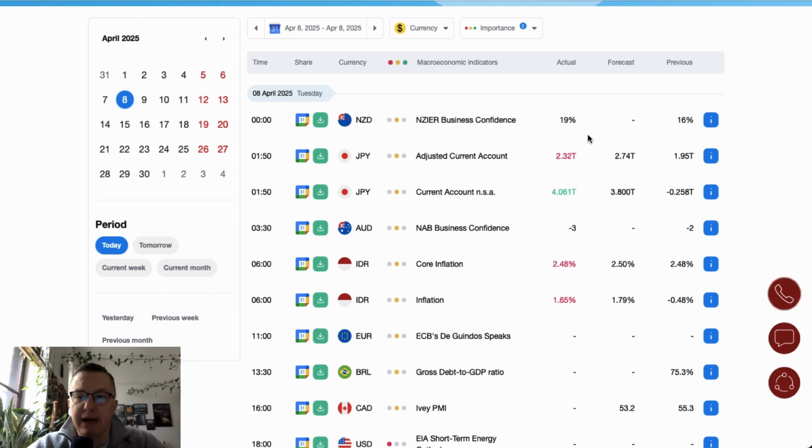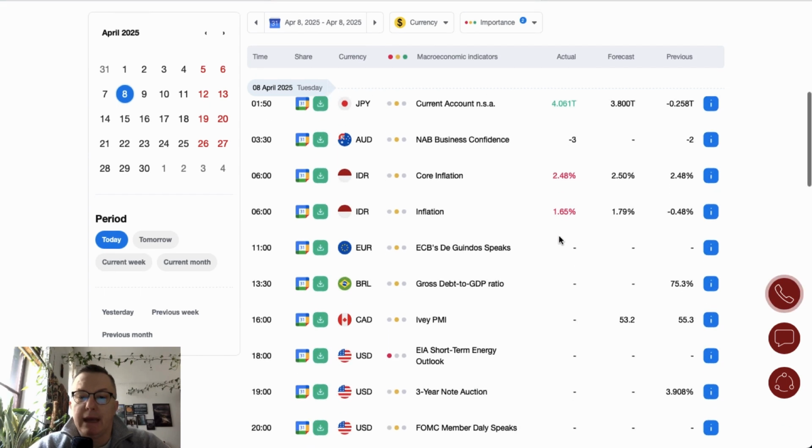Business confidence up from 16 to 19% in New Zealand. Adjusted current account up from 1.95 to 2.32 trillion yen in Japan. And the current account is up even more, from minus 0.25 to plus 4.06 trillion yen. Impressive situation in Japan. Business confidence in Australia is down from -2 to -3, and that's about the Asian session.